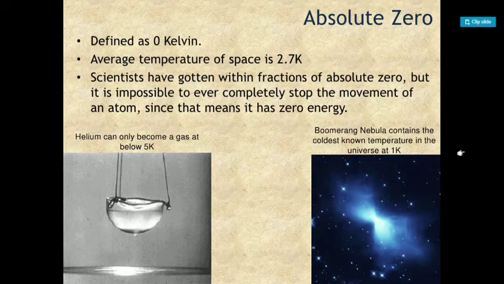Okay, so based on the scientists' shared opinions, it is impossible to completely stop the movement of an atom. Like what I said earlier, the higher the kinetic energy, the faster the movement of an atom. So, if an atom is not moving, therefore, it possesses zero energy. And we cannot say that it has zero energy since, based on the studies, atoms actually are always moving.